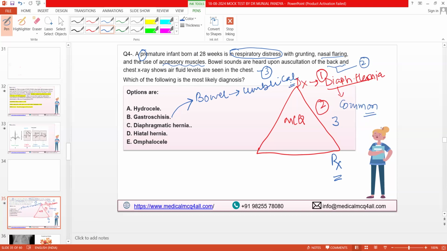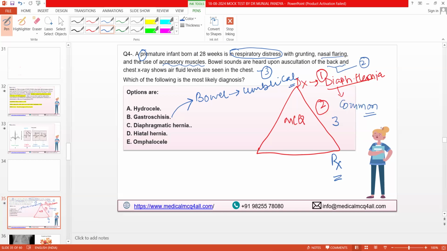So how do you differentiate between gastroschisis and diaphragmatic hernia? It's a premature baby and mostly after birth. Yes. And in gastroschisis the bowel is out of the body, so you cannot see anything in the chest. The chest is okay. The problem is in the bowel, while in diaphragmatic hernia, something from the abdomen is going to the chest. So in gastroschisis, you cannot see respiratory distress.